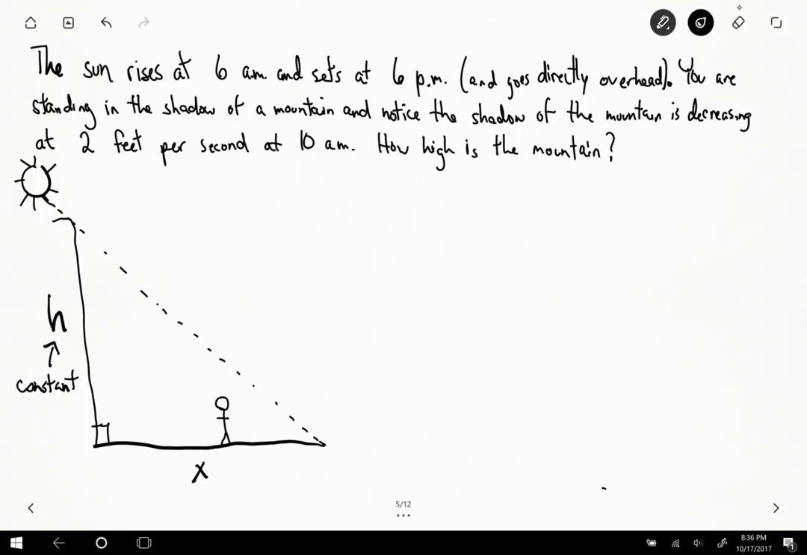Now, the other big component here. It doesn't seem like we have any other information, but we do. The sun rises at 6 a.m. and sets at 6 p.m. So this is a 12-hour time span.